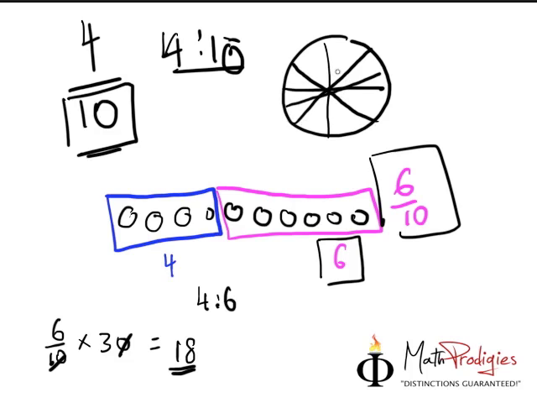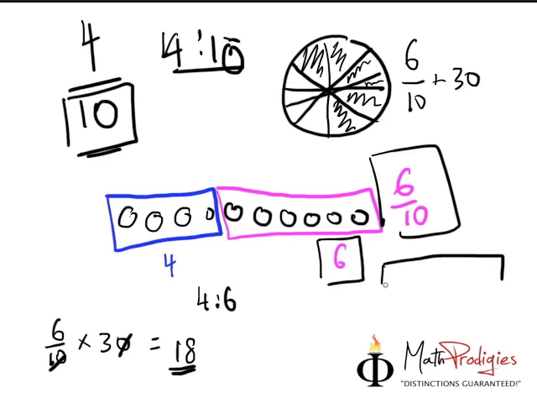Very, very ugly drawing, but every 6, 1, 2, 3, 4, 5, 6. 6 of them. So if there are 30 of these parts, how many of it are there? Basically, you times 30 because this is a fraction. Then you multiply by how many parts? 30 parts altogether.